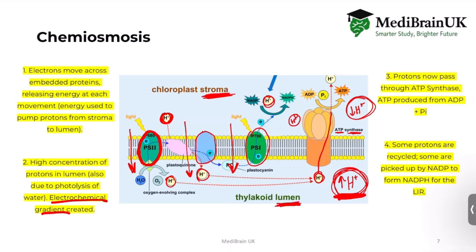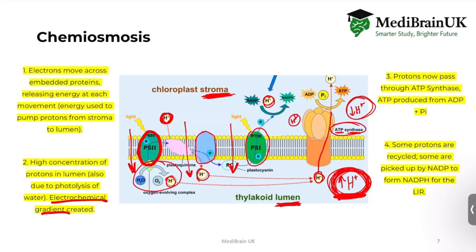And when they're pumped across, that increases the concentration of hydrogen ions on the lumen side of the chloroplast. Because we've got a difference in concentration, there's going to be a high concentration of hydrogen ions, also due to the photolysis of water. As you can see, photolysis of water is occurring here. An electrochemical gradient is created. And then that's going to cause hydrogen ions to pass through ATP synthase to the other side.